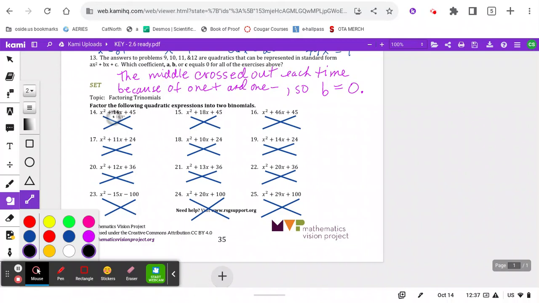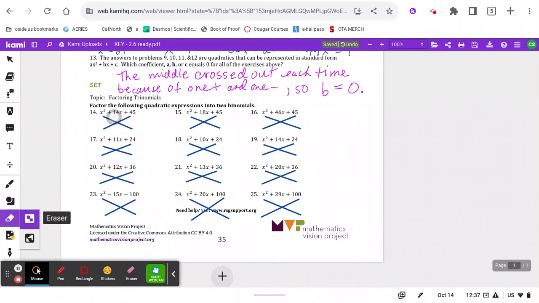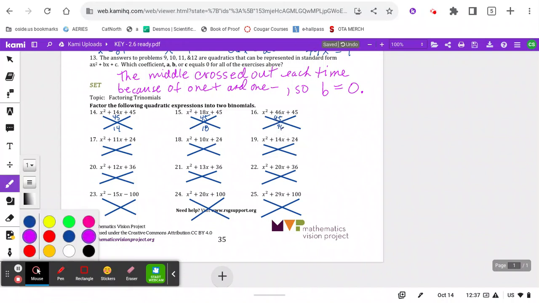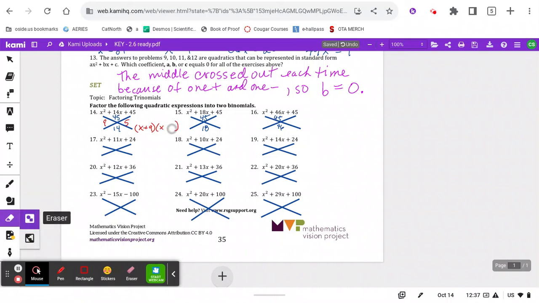So in the first one, 45 goes in the top and 14 goes in the bottom. 45 in the top, 18 in the bottom, 45 in the top, 46 in the bottom. So notice it's all the same C value, but different B values. So here we notice that 45 could be the 9 times 5 factors. So how do we write this? We write x plus 9, x plus 5. After you might be using the x just to show your work.